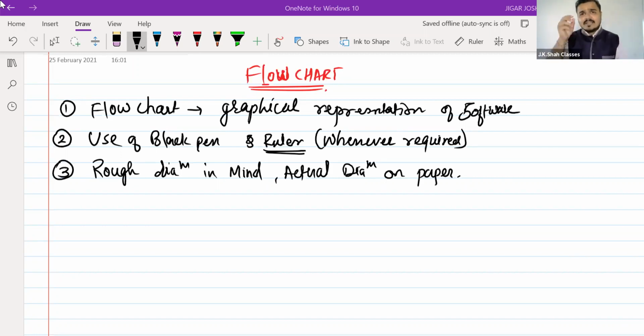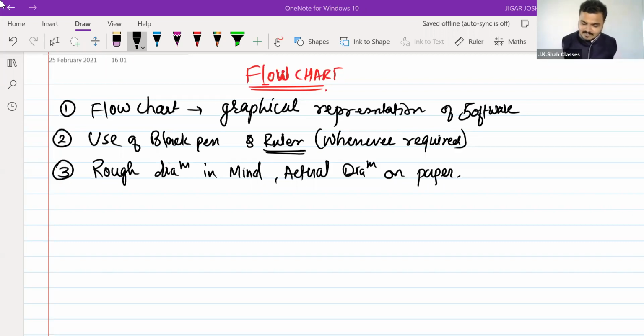Sir, why? Even if a single mistake is done, then you need to cancel that entire flowchart and you need to start redrawing once again from the beginning. Understood? Yes. Mistakes are not at all permitted, my dear children, over here. So please make sure of these three principles which I have explained to you right now.